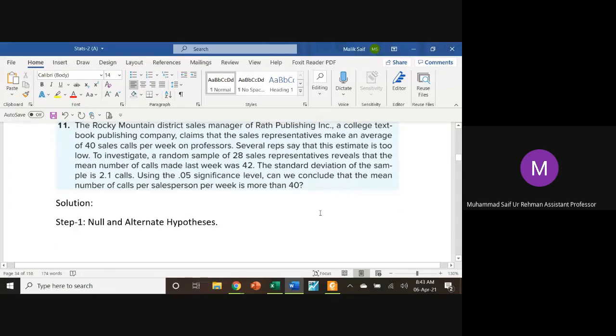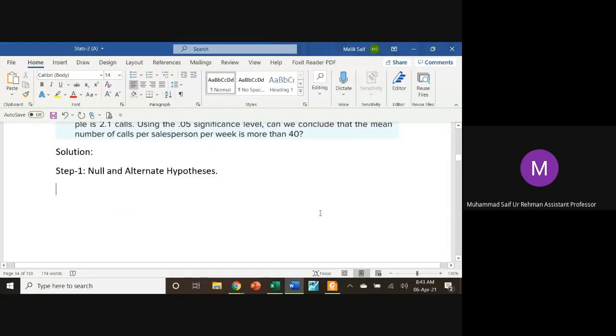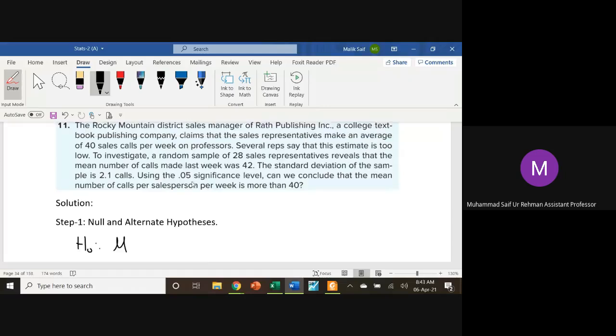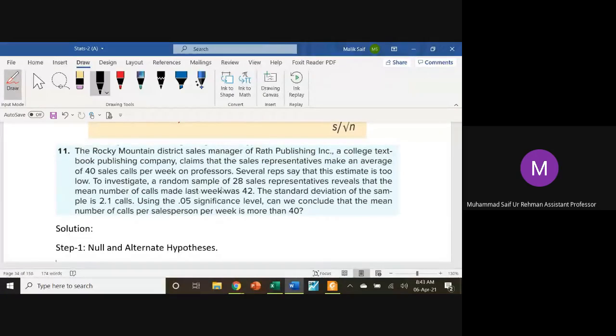So what are these two hypotheses? First of all, you will write down mu, H naught, and mu, H1, mu. You have to construct the null and alternate hypothesis. How would you construct it? You will read the question again. Sales representatives make an average of 40 sales calls per week on professors. Several representatives say that this estimate is too low.